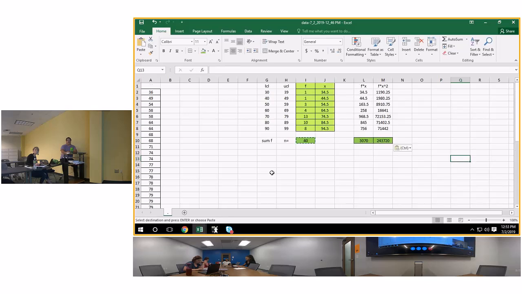Now I'm going to put it in the formula. What's the mean? The mean is equal to the summation of f, I mean f times x, right here, divided by that right there.